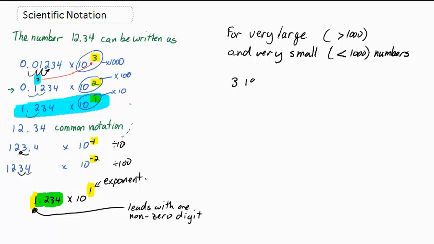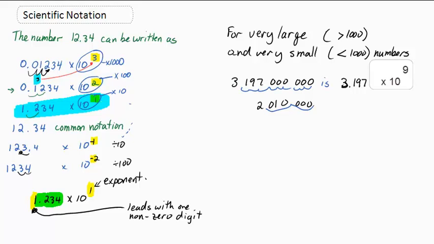For example, let's look at a large number, 3,197,000,000. That can be written as 3.197 times 10 to the ninth. I've moved the decimal 9 places. A smaller number, 2,010,000, can be written as 2.01 times 10 to the 6th.